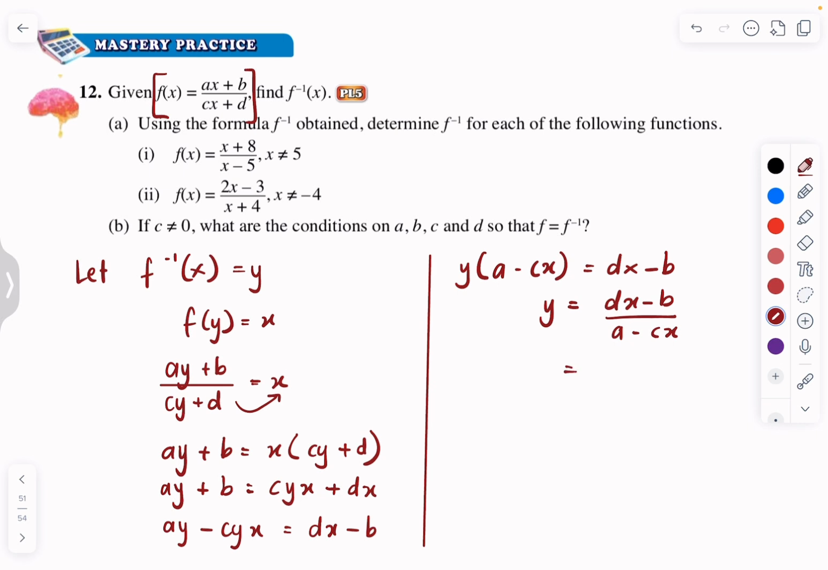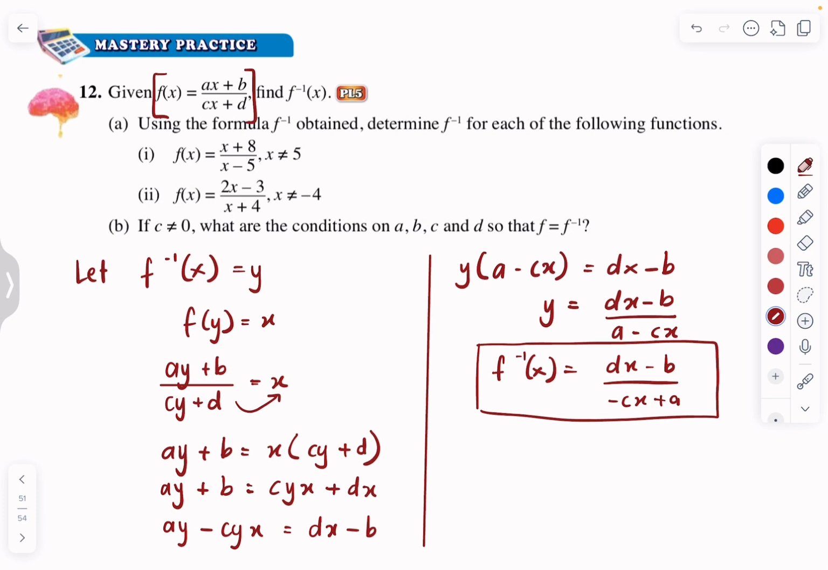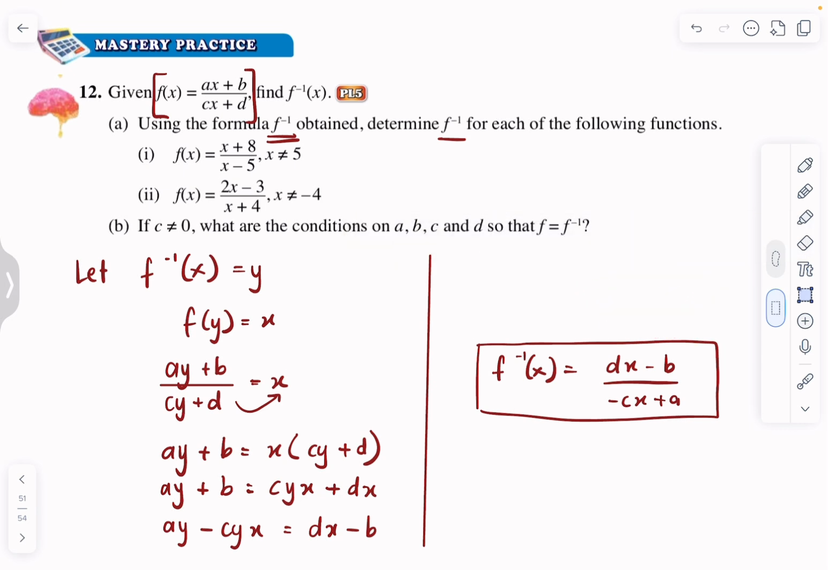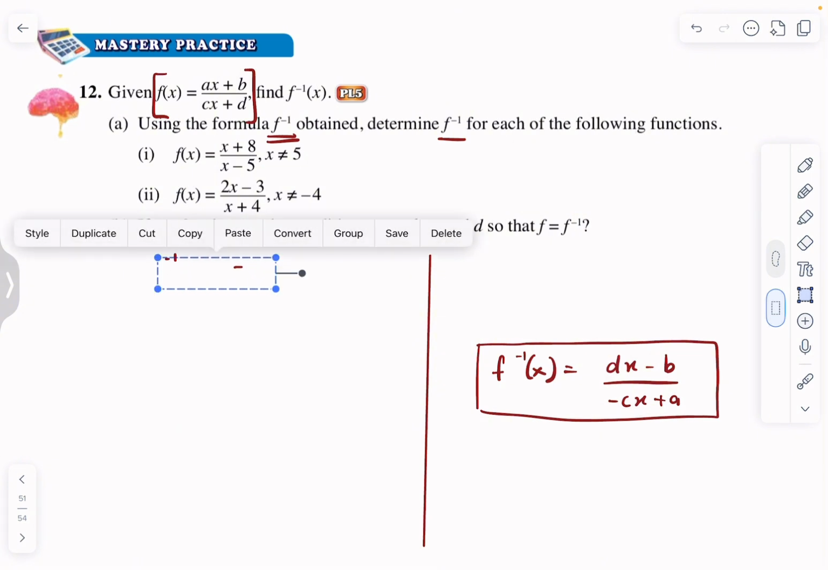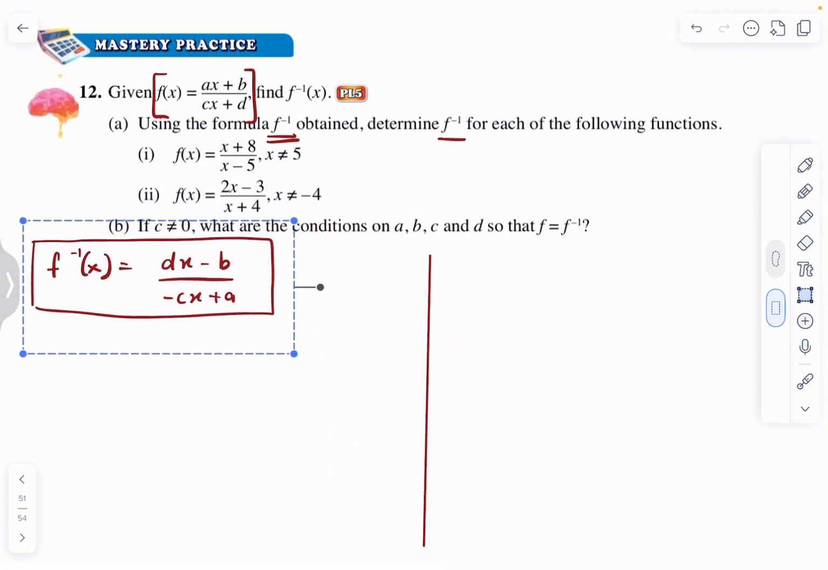Let's try to rearrange a bit. So we put x in front: negative cx plus a. So this can be written as f inverse x equals (dx minus b) over (negative cx plus a). Now that we've got the f inverse, they said using the formula for f inverse, determine f inverse for the following functions. We erase this first. We only need this.